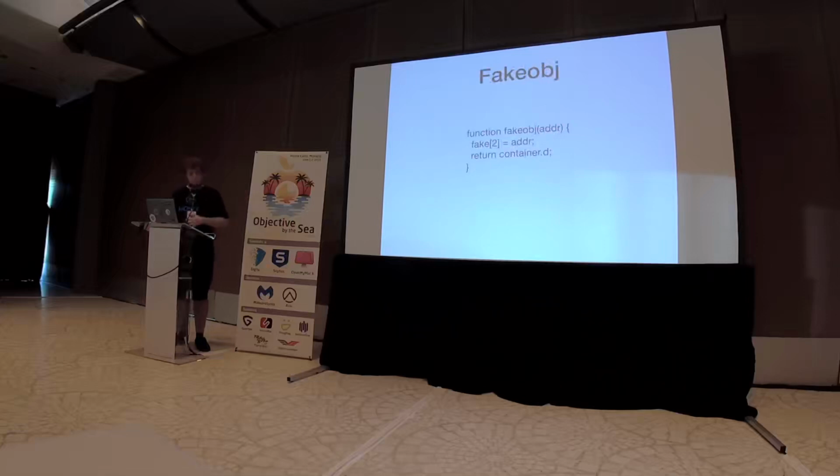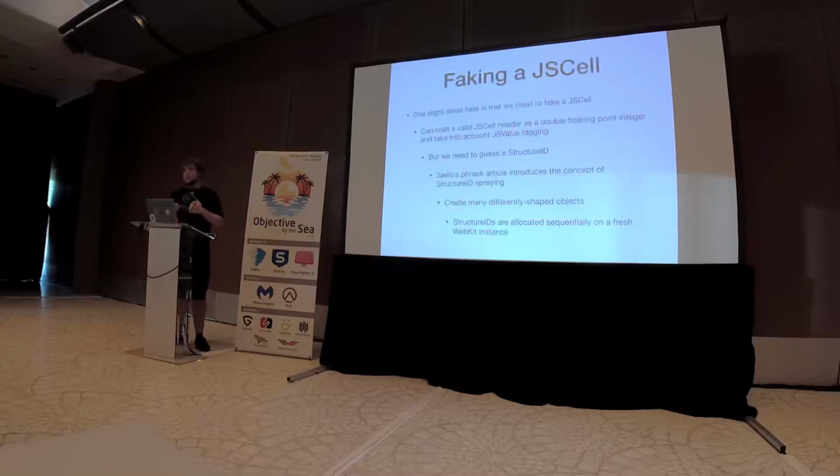And yes, this is all there was to it until a few months ago, but now there are some extra details here. One slight detail is that we do need to fake a JSC header. And in order to be able to make a fake JSC header, you need to guess what's called a structure ID, which are the first 4 bytes of the JSC header itself. And the structure ID will define the shape of a given object. So the kind of inline properties it has, the kind of prototype it has. Structure IDs are necessary in order to create fake objects here.